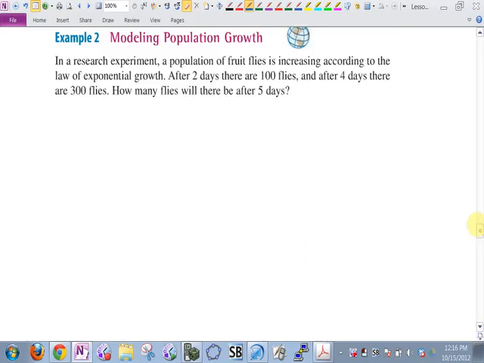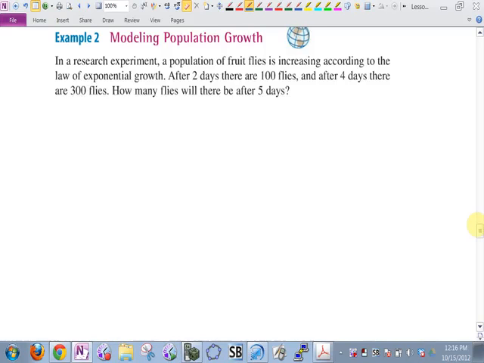So in a research experiment, a population of fruit flies is increasing according to the law of exponential growth. After 2 days, there are 100 flies, and after 4 days, there are 300, and we are told that they are growing exponentially. What is the equation? Well, they want us to know how many flies are there after 5 days, but we're going to create the actual equation telling us how many flies there are, and then use that equation to calculate how many after 5 days.